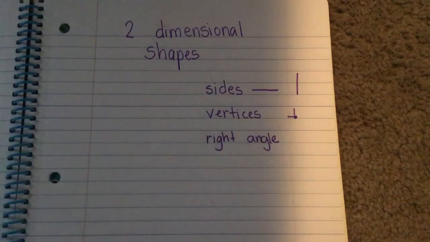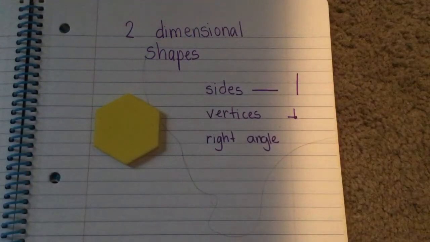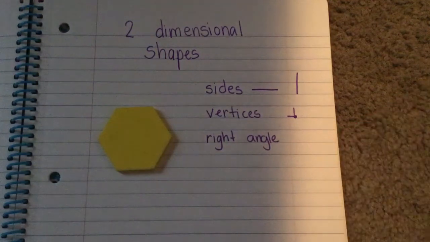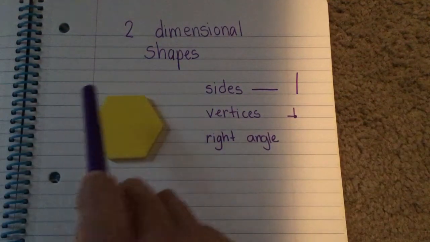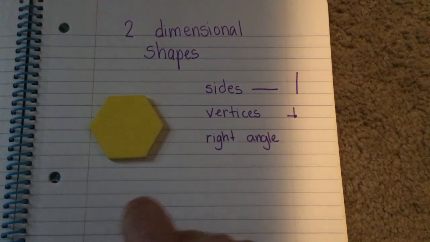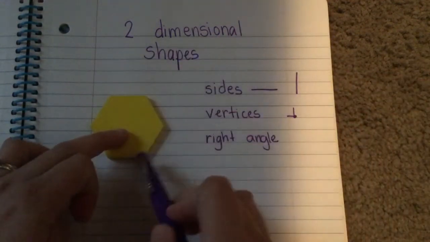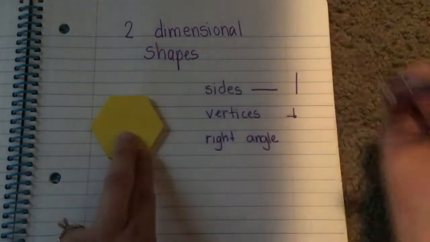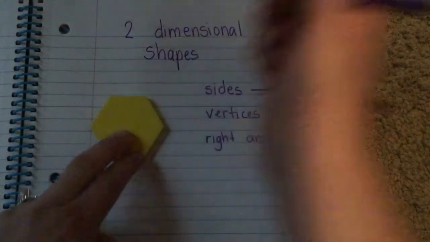And then finally, the last shape we're going to look at today is a hexagon. The hexagon has 6 sides and 6 vertices. It has 1, 2, 3, 4, 5, 6 sides and 6 vertices.